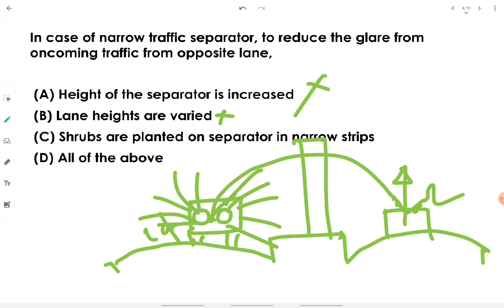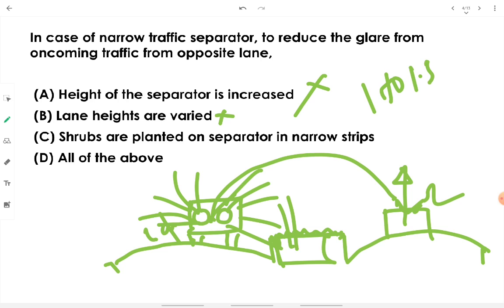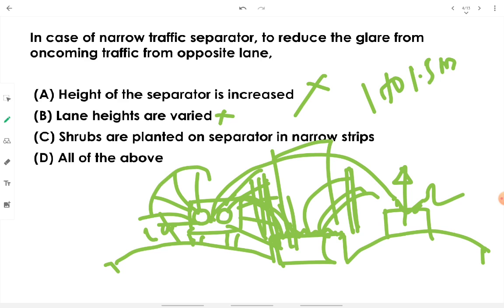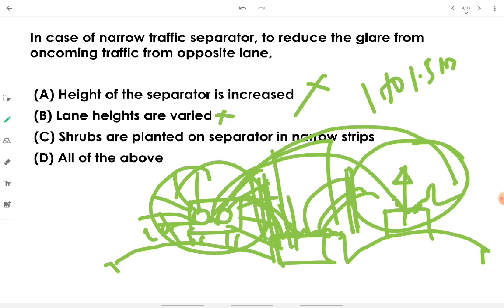The simplest thing that we can do is have shrubs planted over there. We will keep some soil inside the separator and we will plant shrubs. Now what do shrubs mean? Shrubs mean small heighted trees. Their height ranges from 1 to 1.5 meter. When these shrubs grow, they are mechanically cut and their height is maintained so that light from this lane does not get passed over to this lane, so that the vision doesn't get affected. We are planting shrubs. This is the simplest possible available solution.